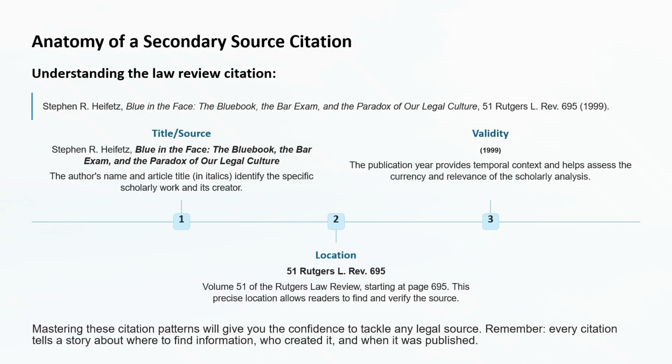And then finally, secondary sources also have title, validity, and location. The title or source information for a secondary source usually also includes the author's name, as well as the location. Here it's the volume and page number, along with the name of the law review that this article is published in. And then the validity information is going to be the year of publication, which lets the reader know where this fits into the timeline of the particular analysis or argument that you're making.